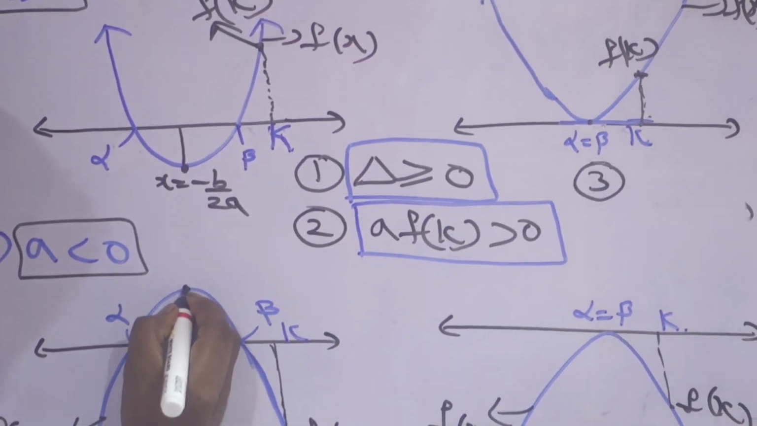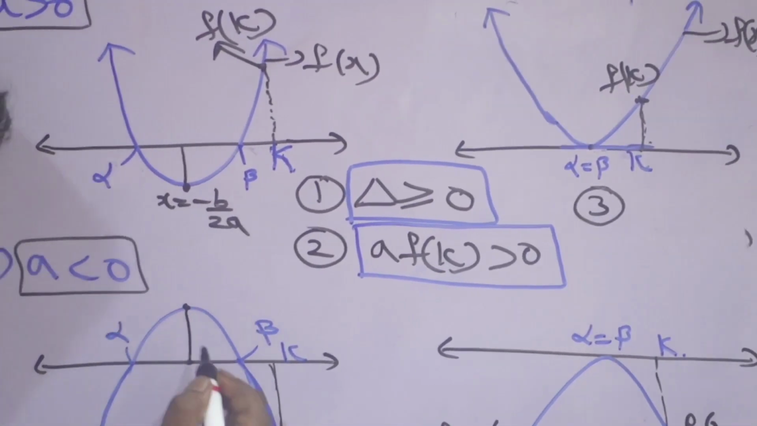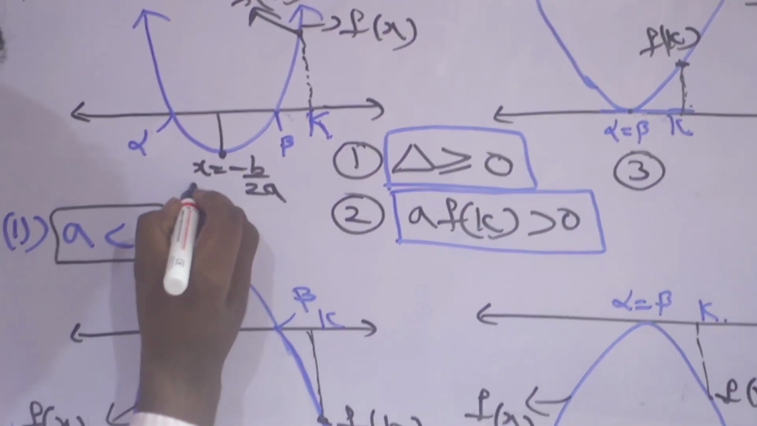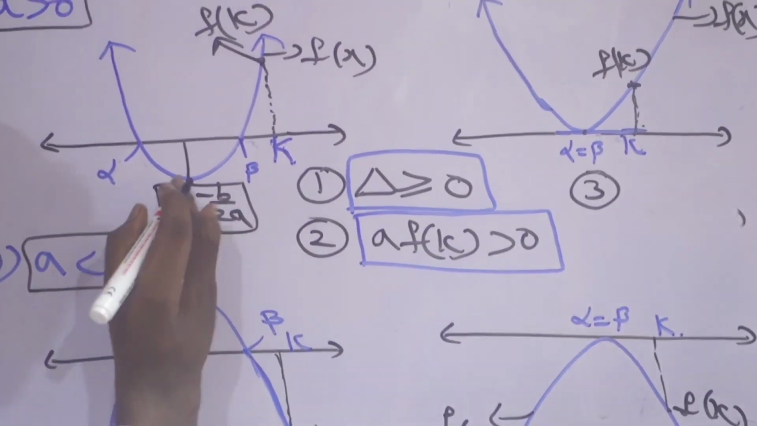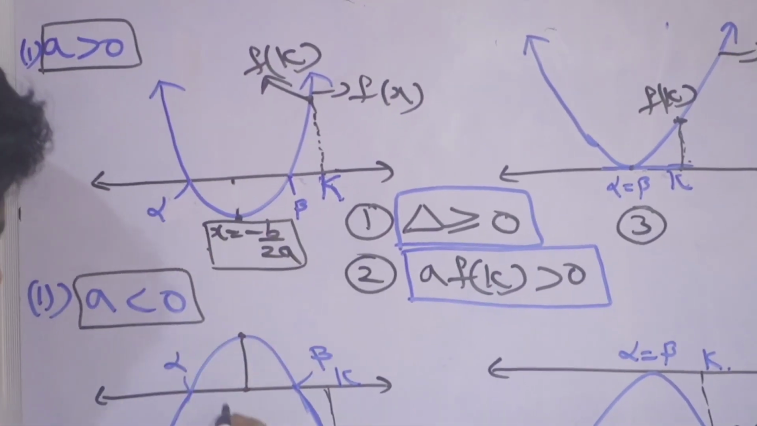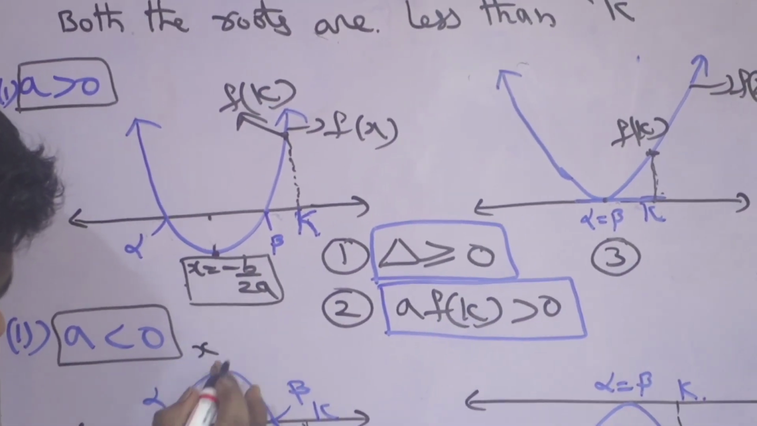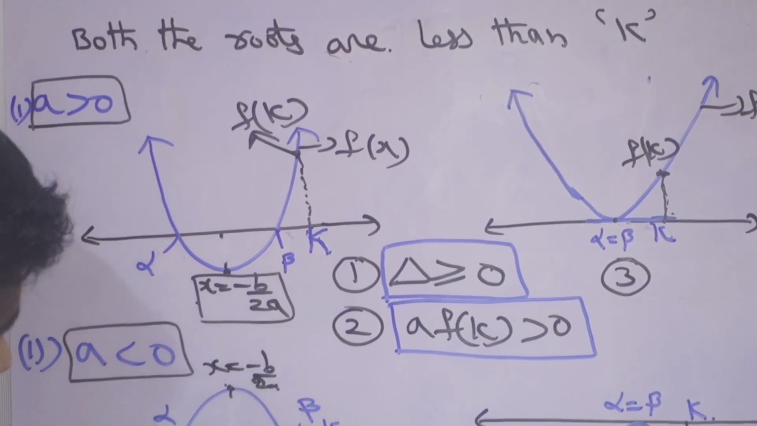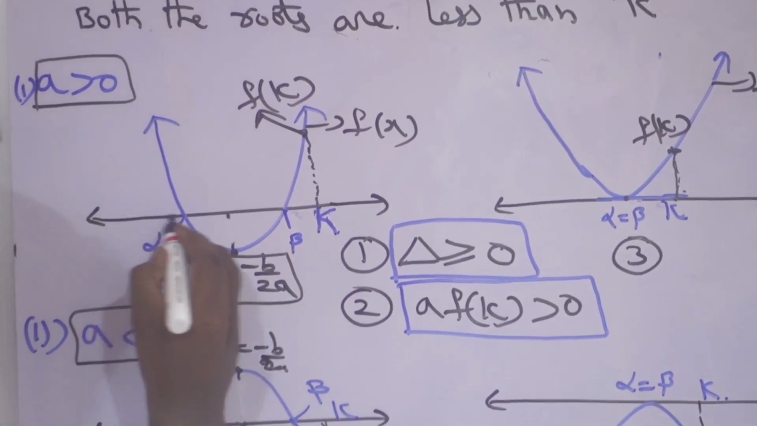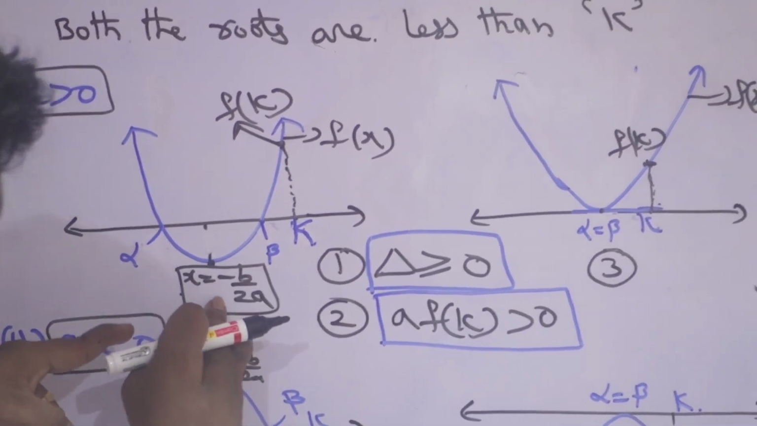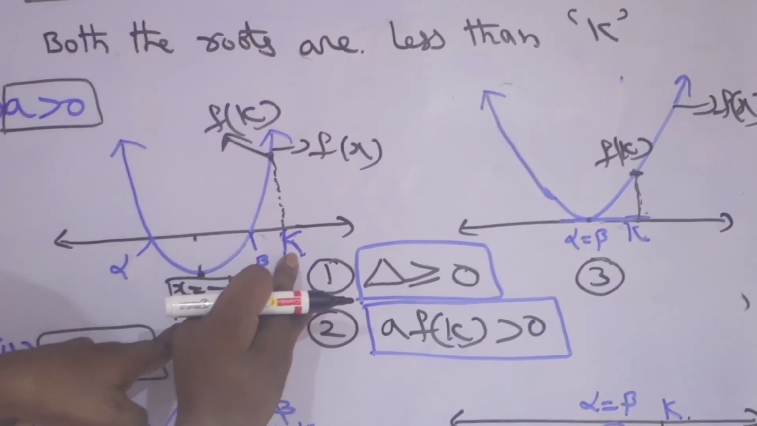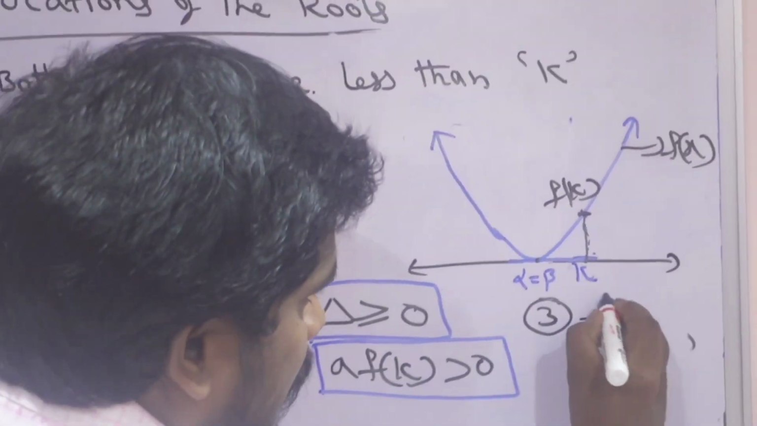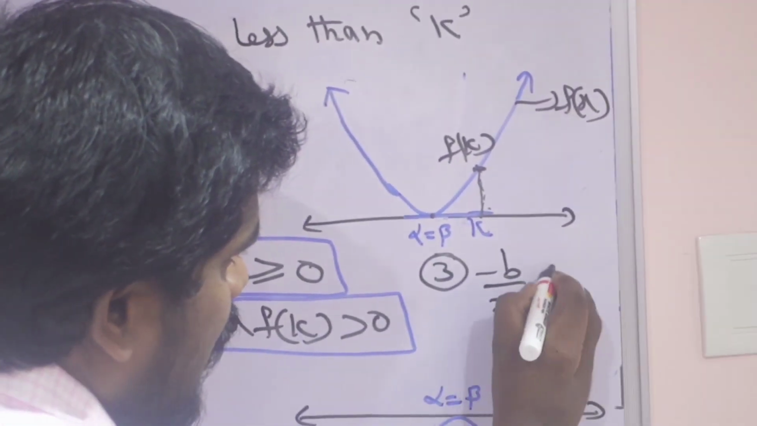Here this is the vertex. This value is how much? The x value. Here x is equal to minus b by 2a. This x value lies on the x axis only, on this line. So this x value is always below k. So this is the case: minus b by 2a is less than k.